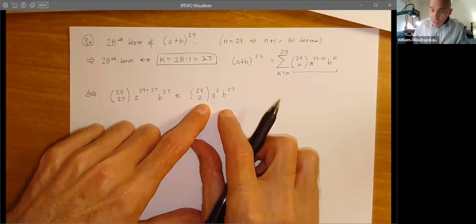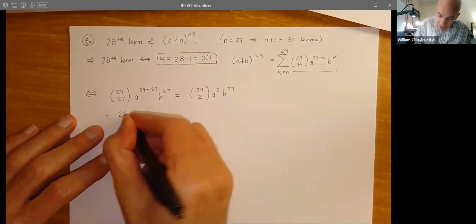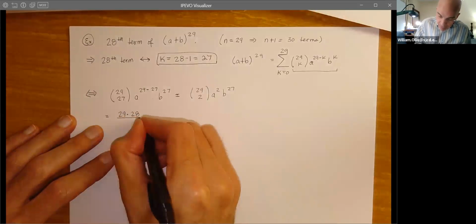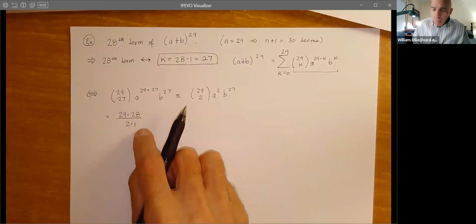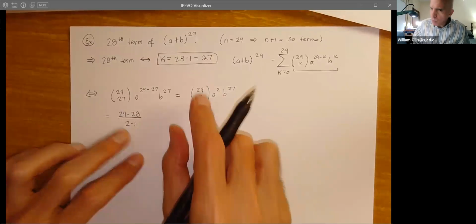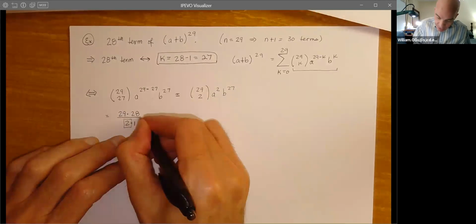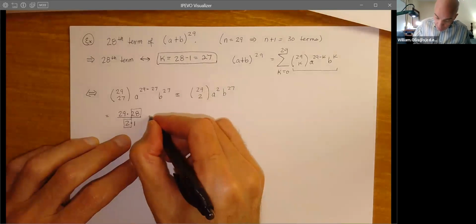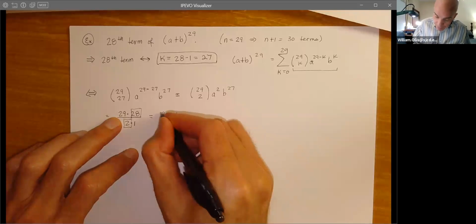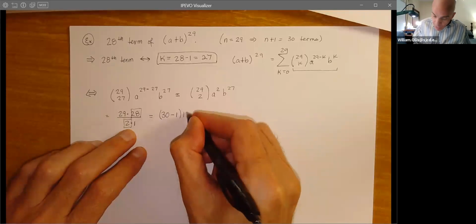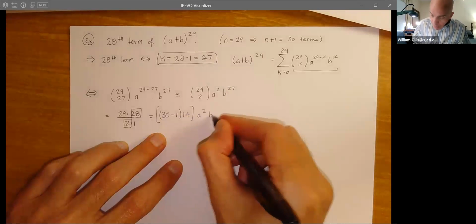So now, if you like, let's just do our calculation. We do the falling factorial: 29 times 28 over 2 times 1. Again, using the falling factorial in your definition makes these computations easy. So we get, now, this will absorb into here. So what do we get? Now I'm just going to be lazy. I'm going to write 29 as 30 minus 1. So 30 minus 1 times 14. And then that gives us a squared b to the 27th.